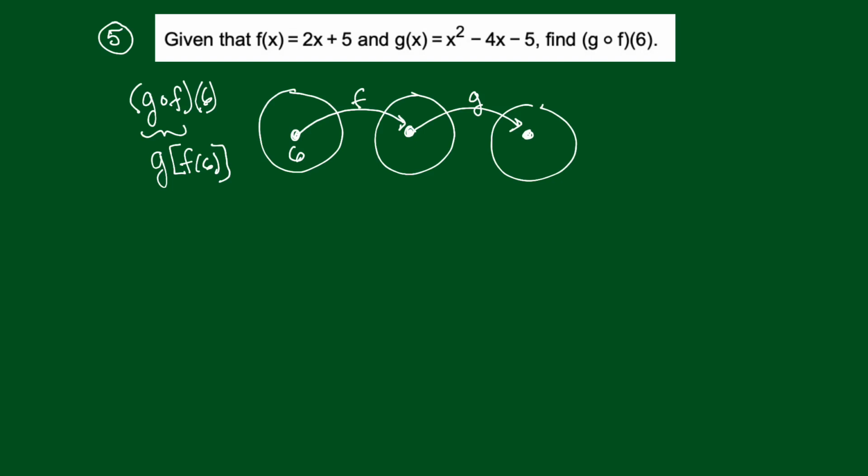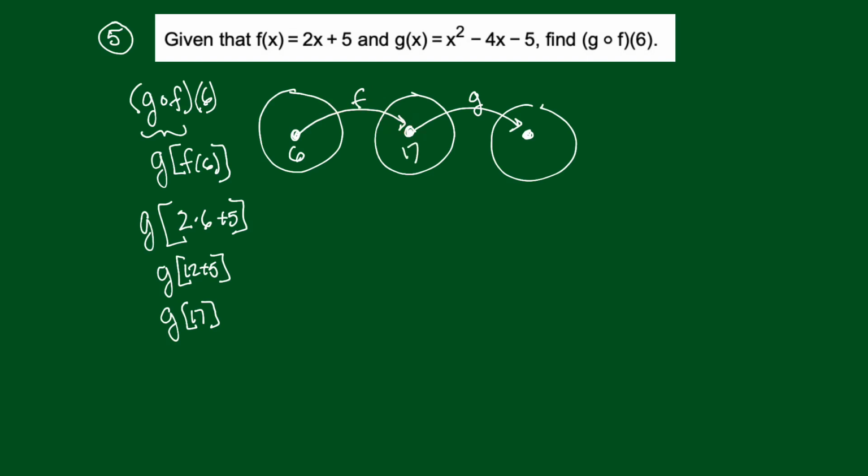So back over here. G of f of 6. So this says put a 6 into f. So that will give us g of, all right, now locate f and put a 6 in for x. So here's f. So replace that x with a 6, replace all the x's with a 6. So we will get 2 times 6 plus 5. This will give us g of 12 plus 5. So I get g of 17. All right, so on my picture, I start here with a 6. I put that into f, and that converted the 6 to a 17.